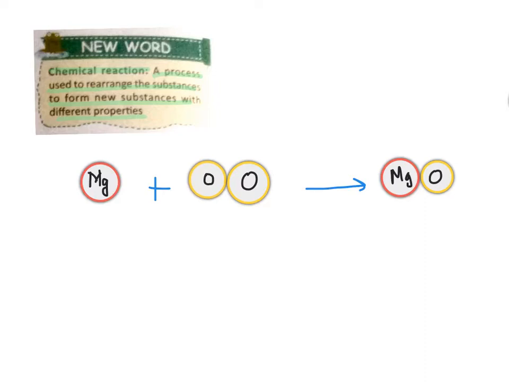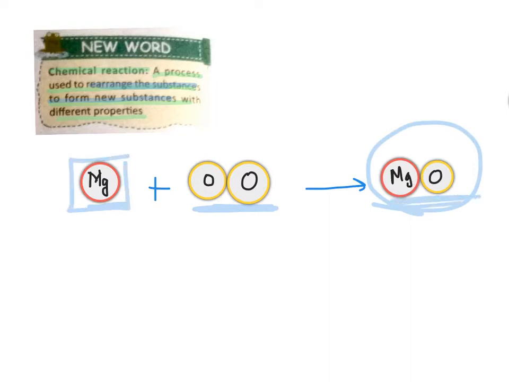So, do you agree that in a chemical reaction, substances rearrange themselves to form new substances, as here magnesium and oxygen rearrange themselves to form magnesium oxide. Here the properties of magnesium and magnesium oxide are entirely different. Same, the properties of oxygen gas and magnesium oxide are again entirely different. So the substance which is formed, the new substance, has different properties.